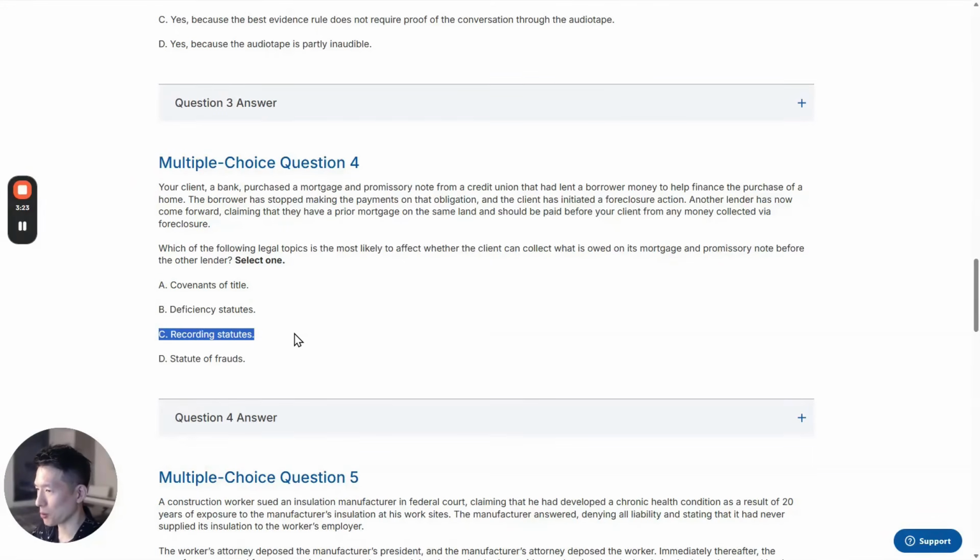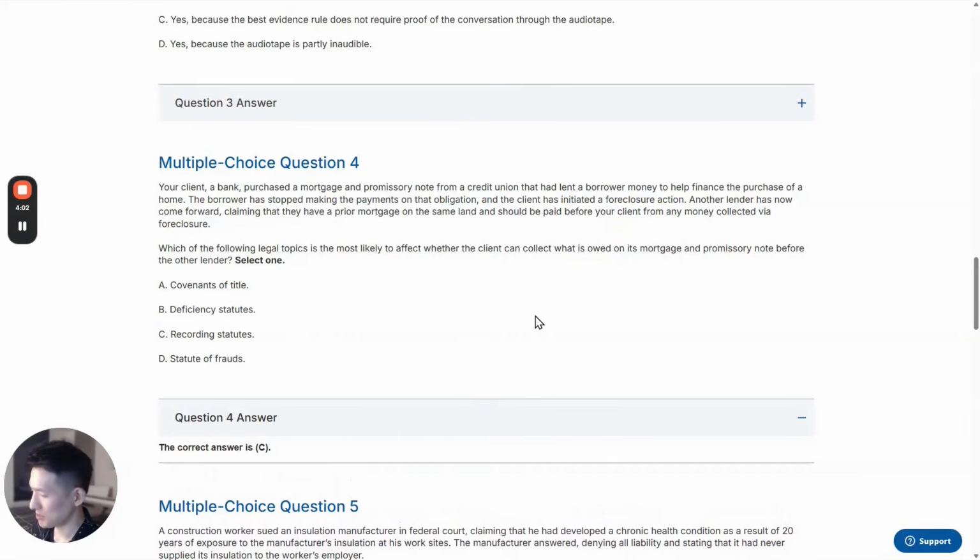It's pretty clearly recording statutes. Recording statutes determine priority between competing interests. So we have multiple interests in real property. There are race-notice types of recording statutes. They're not relevant here, but these statutes protect parties who properly record their interest and who get to acquire the interest with or without notice of earlier claims. So let's check. It is C.